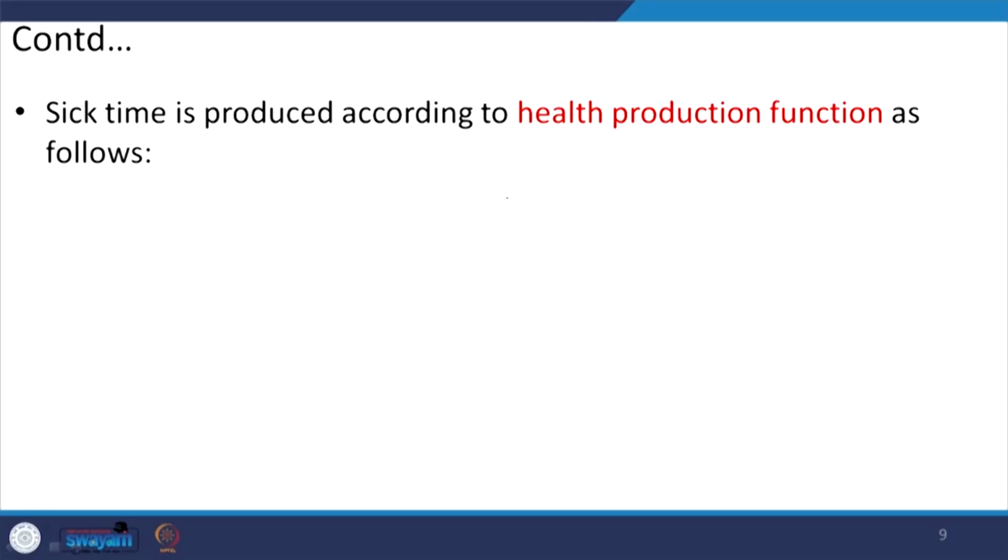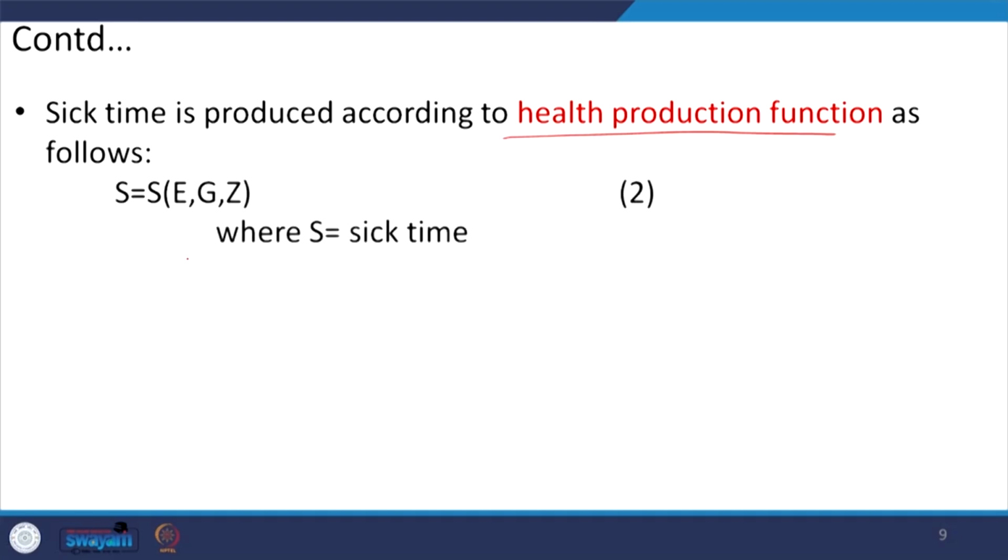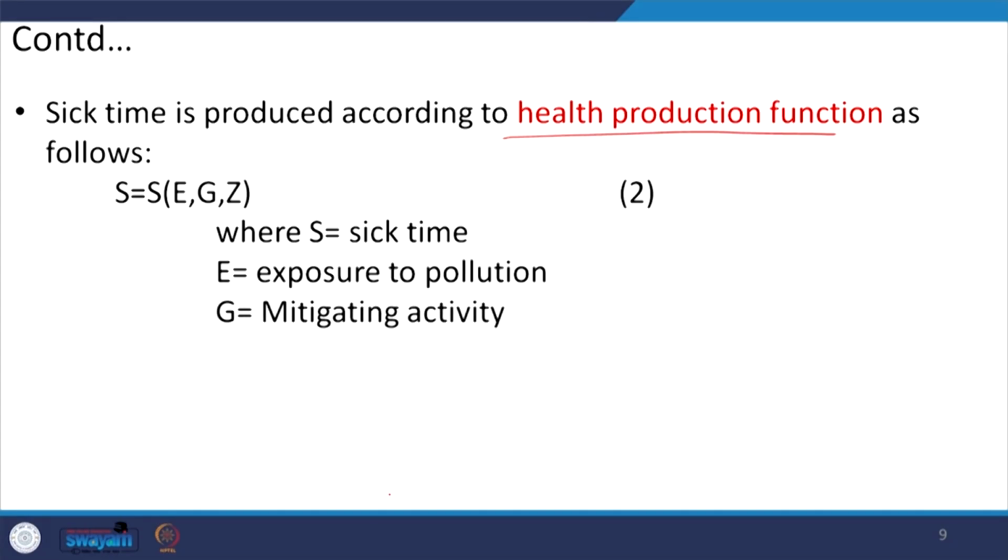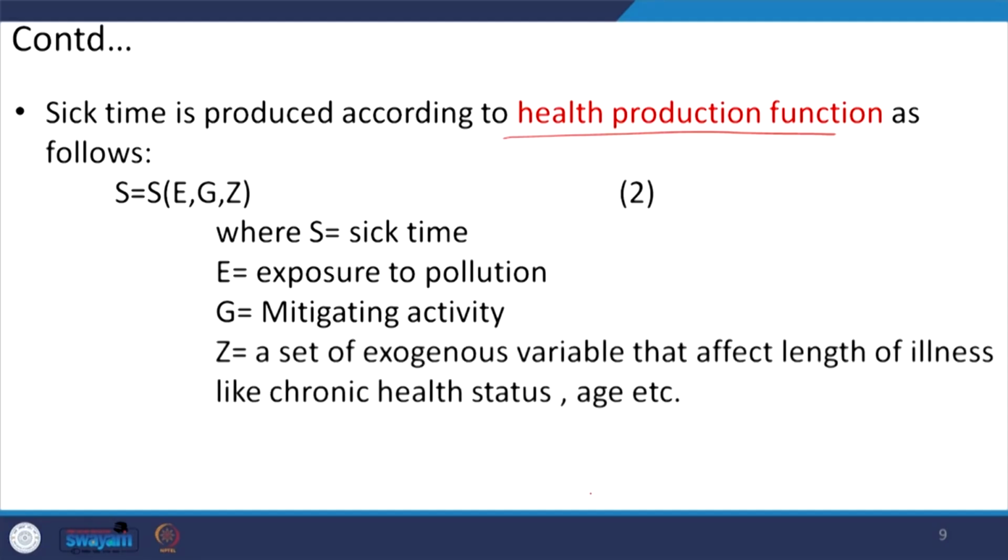Based on this understanding, this sick time, or how many times the person is falling sick, can be produced according to this health production function. If you have to express this sick time in terms of the health production function, then we can say sick time, or S, is a function of E, G and Z. That means your sick time is affected by your exposure to pollution, whether you are taking any mitigating activity towards mitigating your sickness, and the third one, other exogenous variables, just like the age factor.